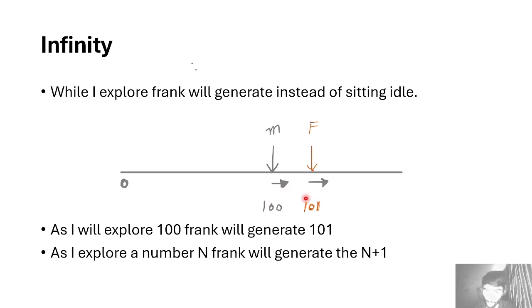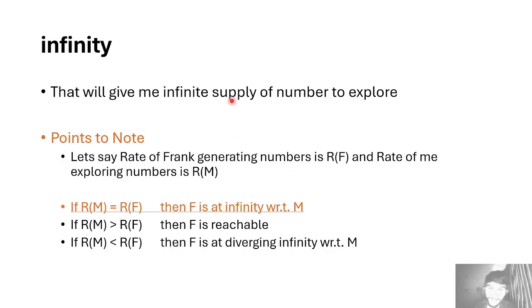Now I will explore 101, and Frank will generate 102. Now I will explore 102, Frank will generate 103. In this case, Frank is moving with me. As I'm exploring, Frank is generating. Frank is not very far away from me. He's very close to me instead. He's just one step away. But still it is giving me the illusion of infinity. Now that is what infinity is, my friend.